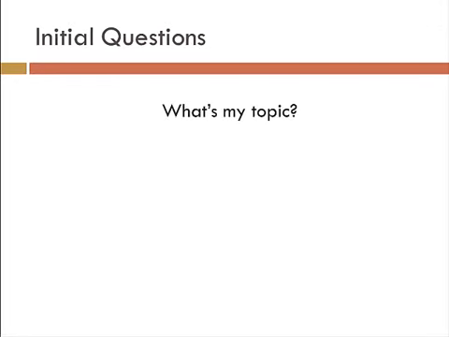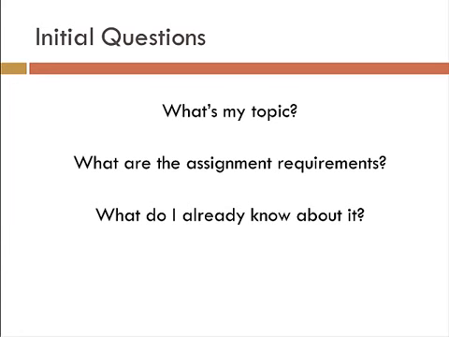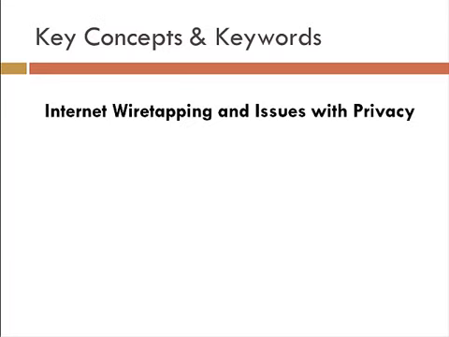You have perhaps a topic that you're interested in or an assignment that has certain requirements, and it's important to really review what it is you know and what you want to know when you get started. For example, if I was interested in investigating the implications of internet wiretapping in regards to personal privacy here in the United States, it's important in this first step to really look at the concepts that I'm investigating.